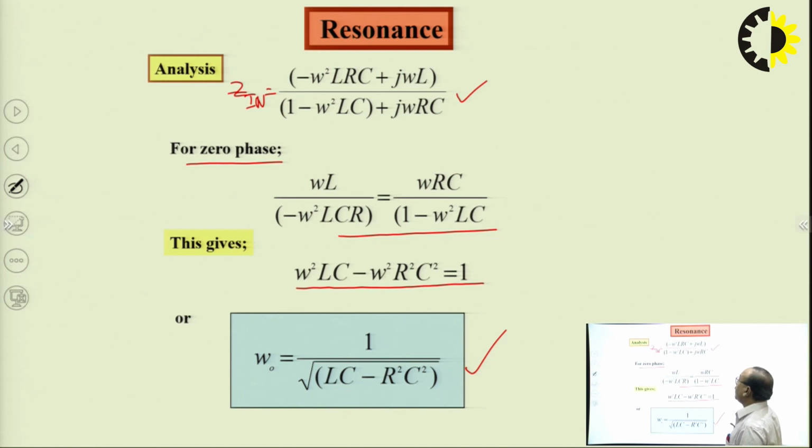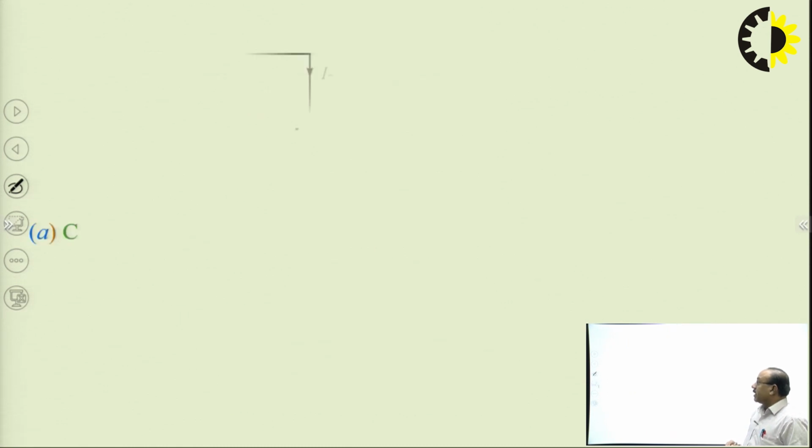That way we solve any complex circuit for the resonance condition, to find what will be the resonance frequency of that circuit. So, this is about series resonance. Similarly, we find parallel resonance.